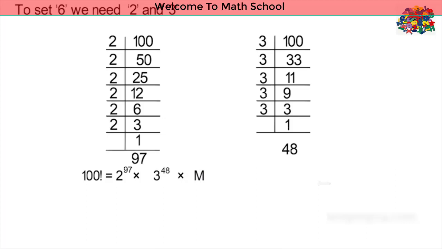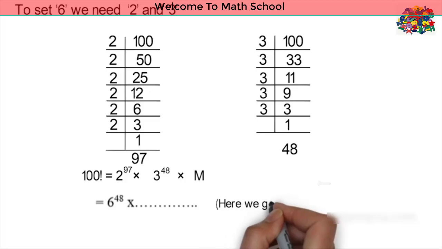So in 100 factorial, I can say the highest power of 2 will be 97, multiplied with 3 to the power of 48, multiplied with some other value. So if you take both these things, can I write the maximum power of 6? Even though there are 97 2's, the maximum power is limited by 3 to the power of 48. So the total value will be 6 to the power of 48. So here we get 48 6's in 100 factorial, and this is the highest power of 6 in 100 factorial.